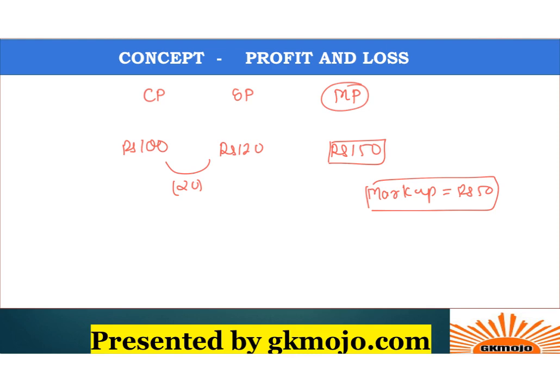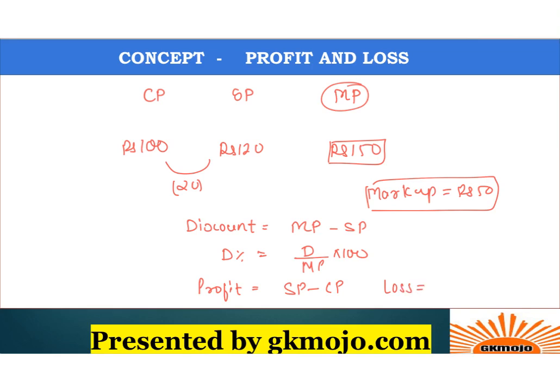All right, so these are the terms that I'm trying to explain to you with the help of the figures over here. So what is discount? Discount over here is basically marked price minus the selling price. And discount percentage is discount upon the marked price into 100. I hope you understood this. So what would your profit be? Your profit will be your selling price minus the cost price, right? This is a very basic formula. Similarly, what would loss be? Loss would be the other way around. It would be the cost price minus the selling price.